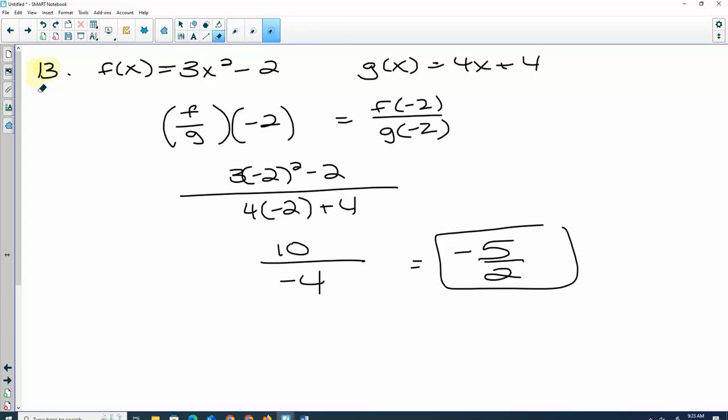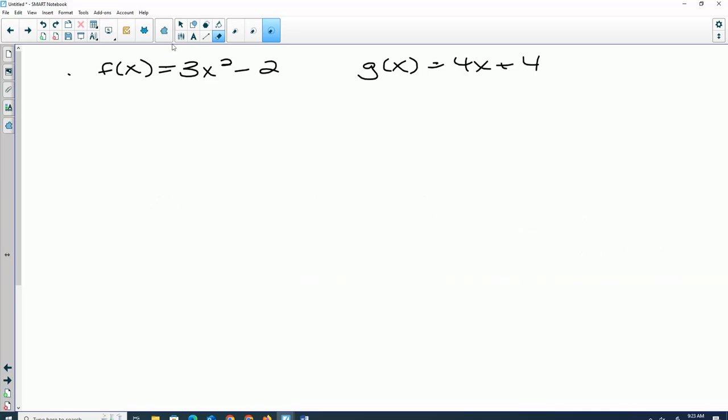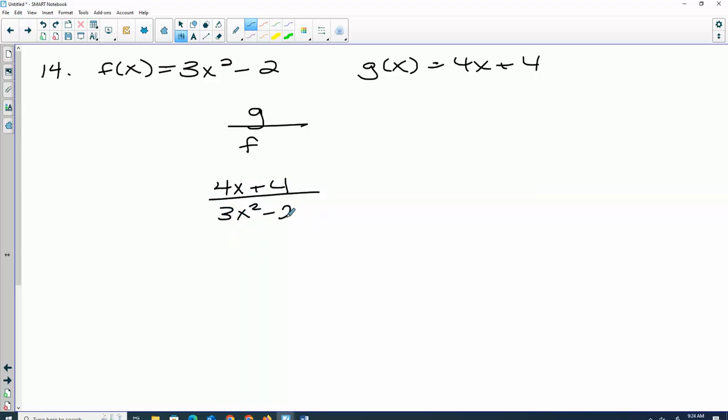On problem 14, I'm asking you for a domain of g divided by f. So if I did g divided by f, that's 4x plus 4 over 3x squared minus 2. Everybody should be able to tell me at this point, if you have a fraction, what's true? Bottom cannot be 0. So 3x squared cannot be 2. So x squared cannot be 2/3.